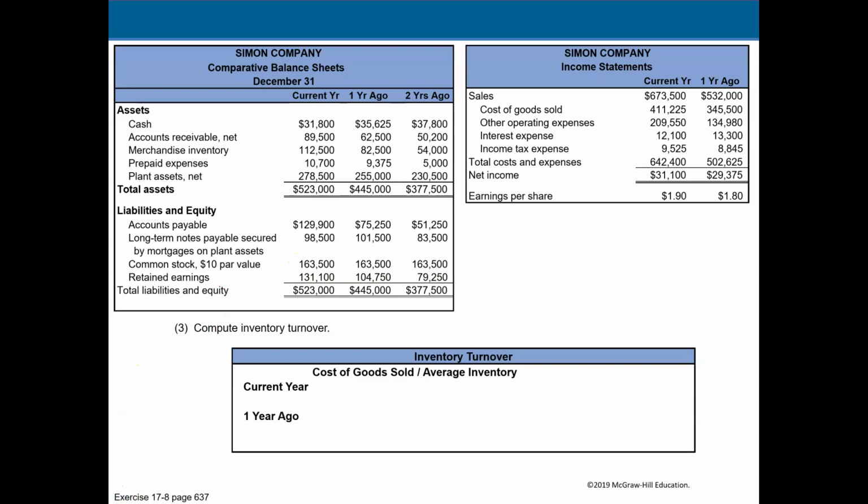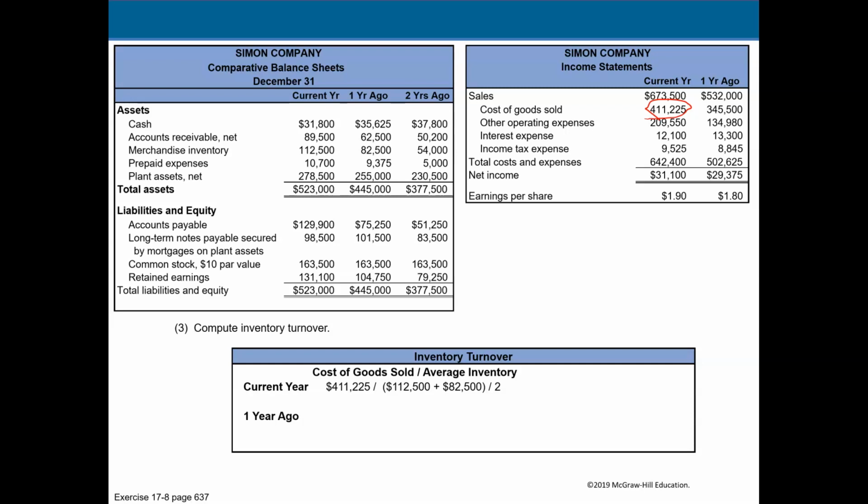Okay, inventory turnover, which is cost of goods sold divided by average inventory. Okay, let's look at the current year. The current year cost of goods sold is $411,225. And you divide it by the average inventory. This is just like the average accounts receivable. You have to take beginning and ending and divide by 2.